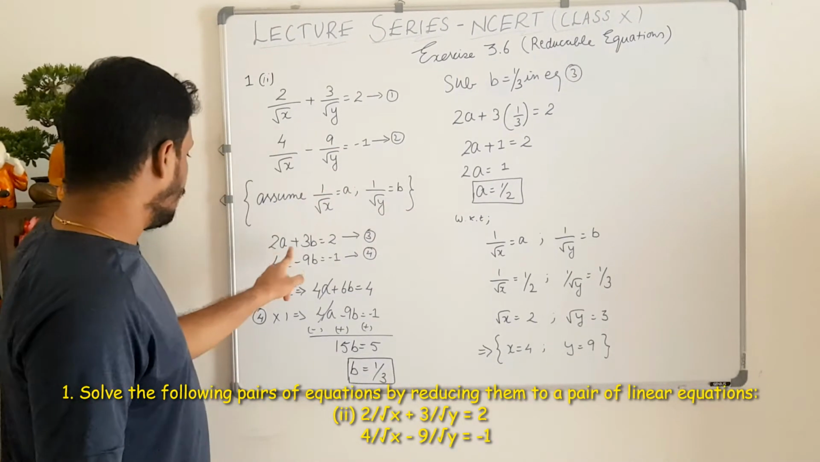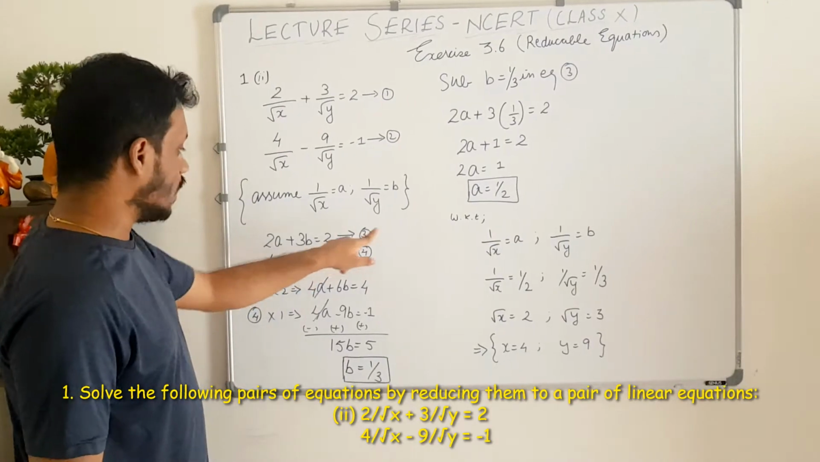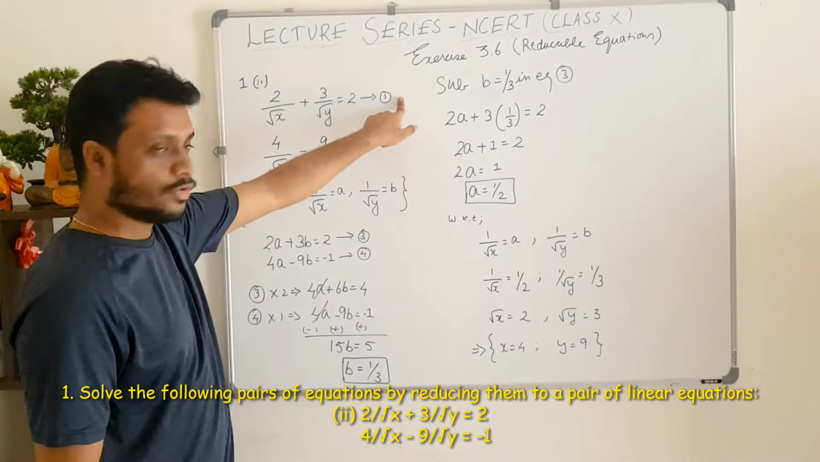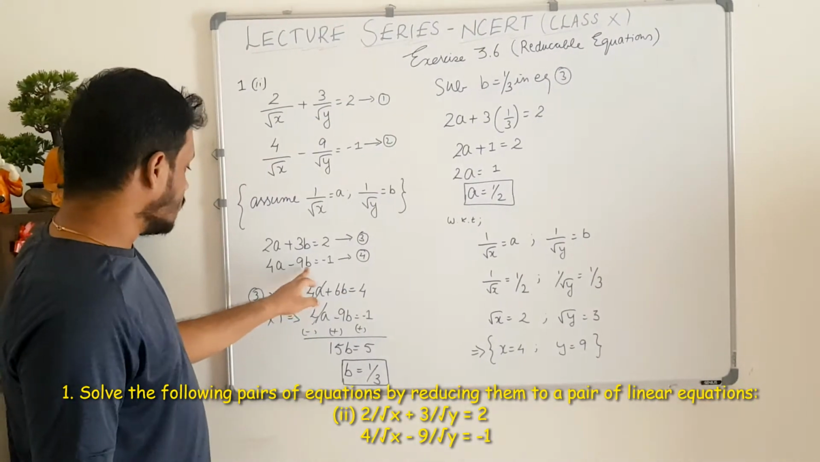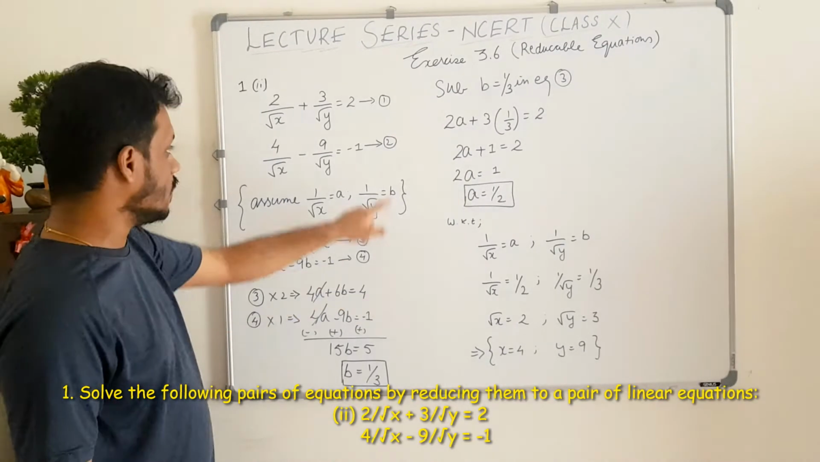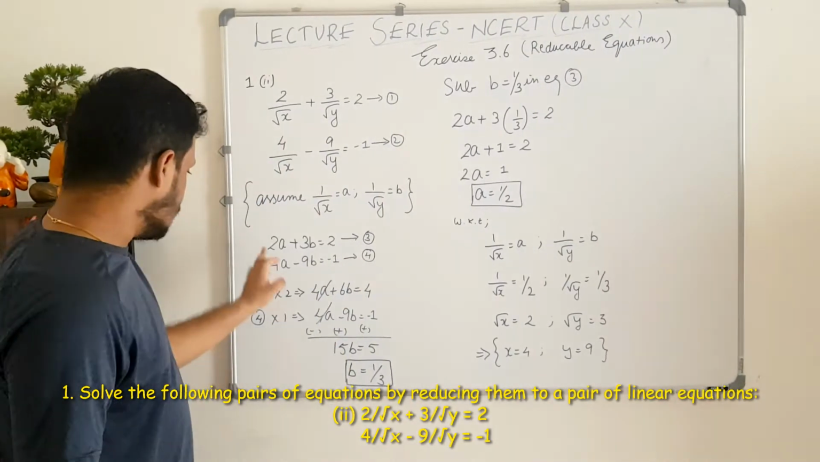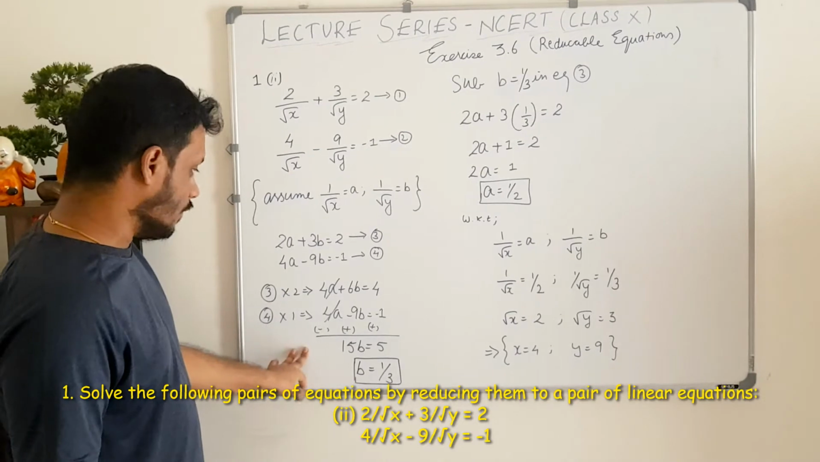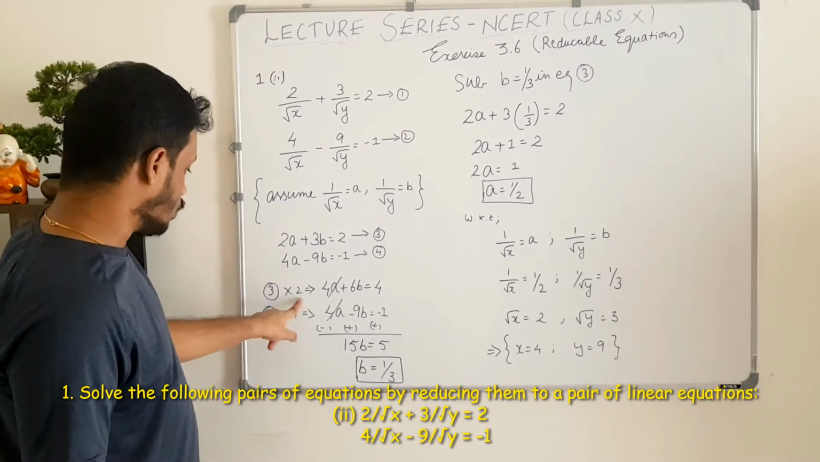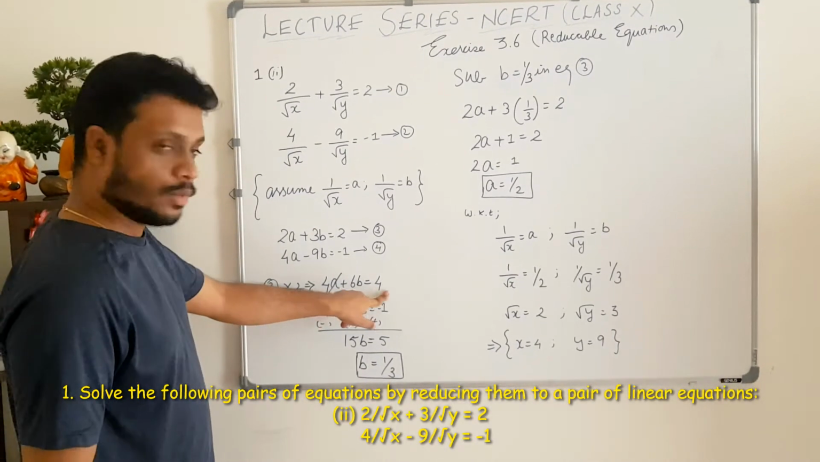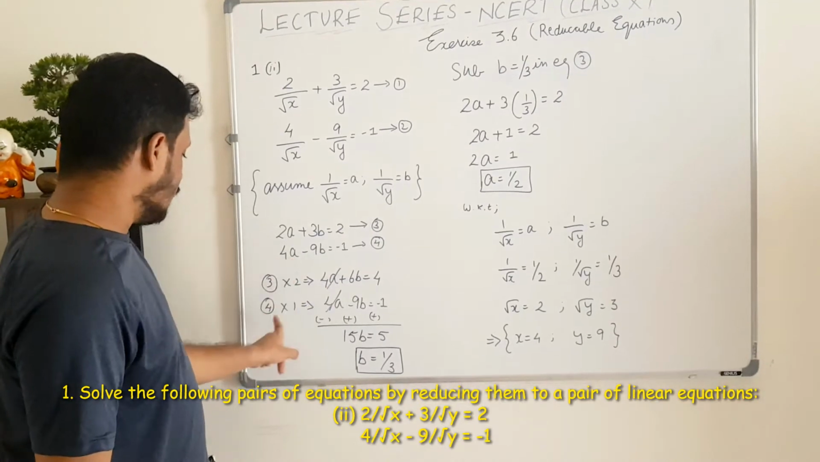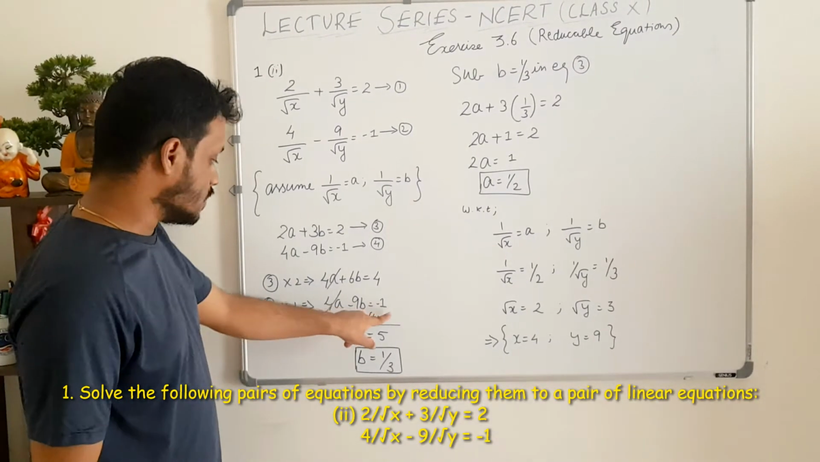So this equation will become 2a plus 3b equal to 2. That is my new third equation, which is the modified first one. And 4a minus 9b equal to minus 1, which is the fourth equation, that is the modified second one. So when I see these two, I try to eliminate the variable. So I multiply the third equation with 2. So I get 4a plus 6b equal to 4. And the fourth equation, I leave it as it is. So I get 4a minus 9b is equal to minus 1.